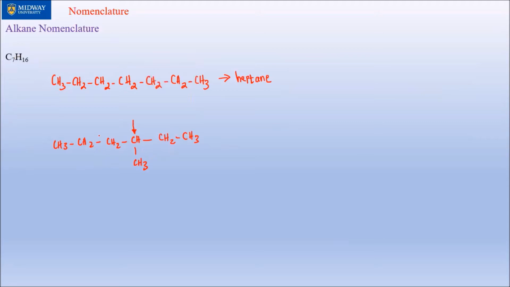On either side you look, this side has only 2 carbons. This side has 3 carbons. So you start numbering from the side that has the least number of carbons. So it'll be 1, 2, 3, 4, 5, and 6, right? So it's in the third position.